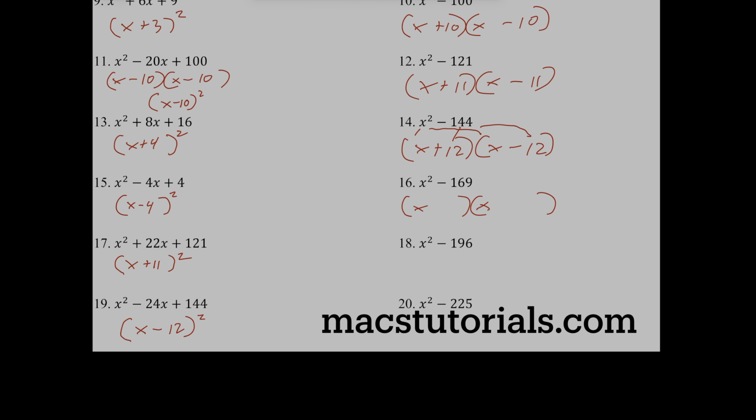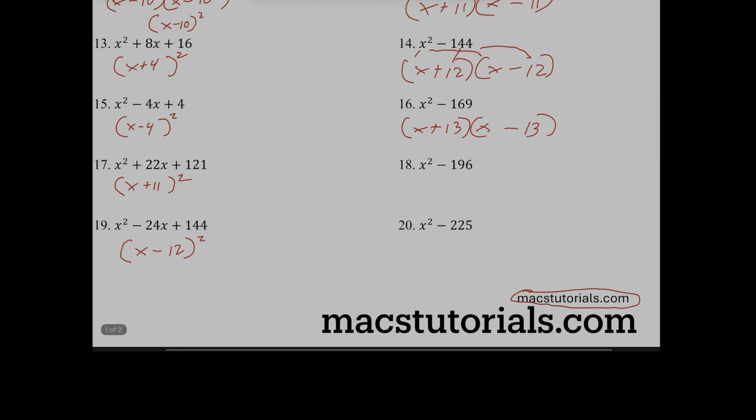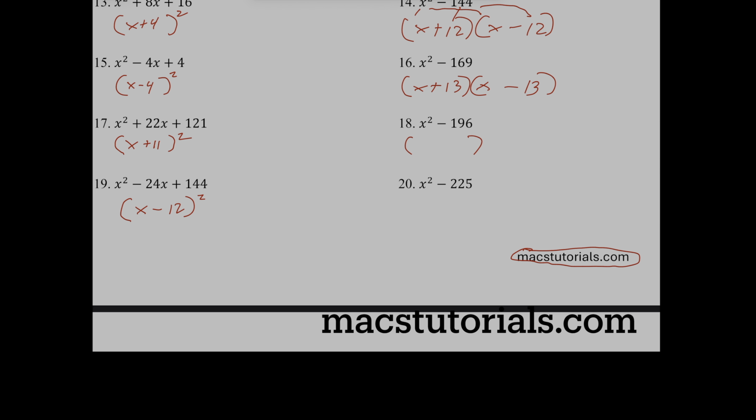Okay, boom, boom, 13, 13. Signs are different. Boom, boom, boom, boom. You know what the square root of 196 is? That might not be something that pops up to you right away, but that's going to be a 14. Okay, plus and minus. And you should know your squares up to 225, okay? Square root of 225 is 15. So x, 15, 15, plus, minus.